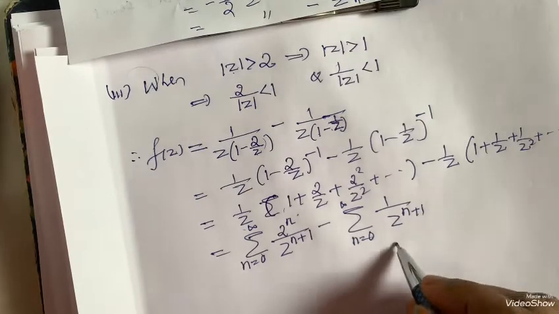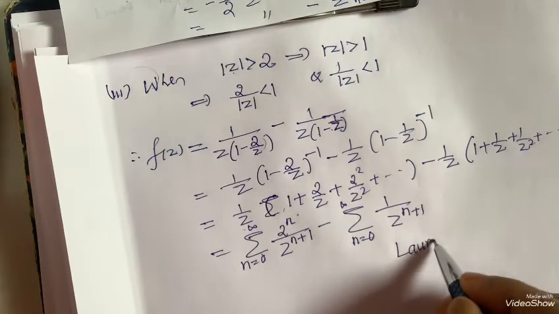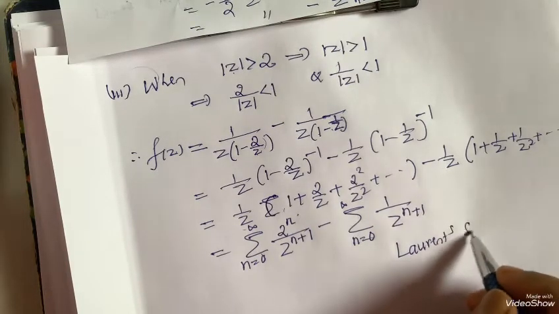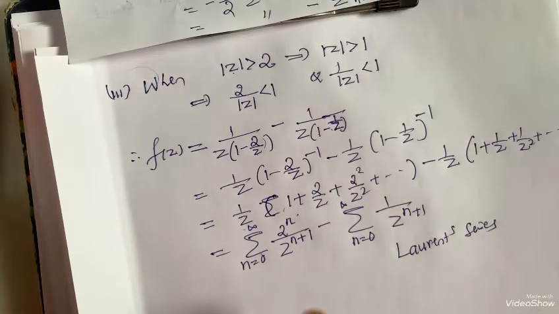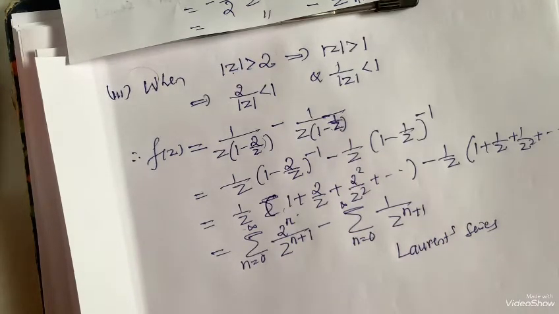So this is again Laurent series, or it is in the form of power of z. Here you are getting both are negative powers, it is in the denominator. Okay, so this is the second example.